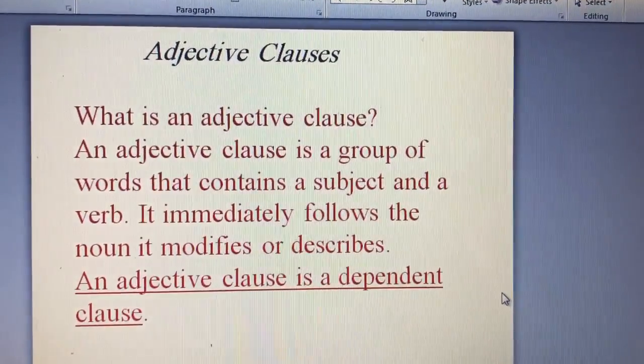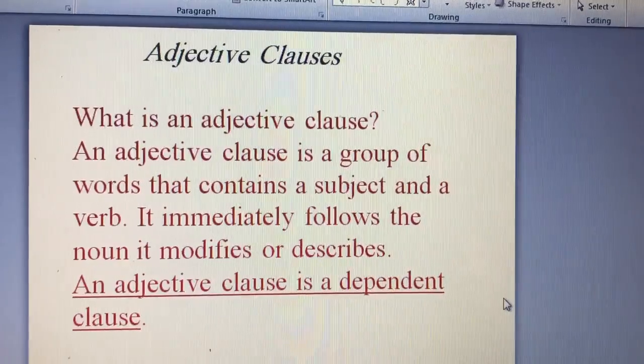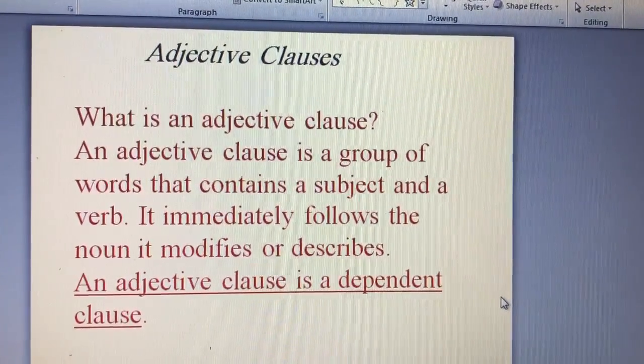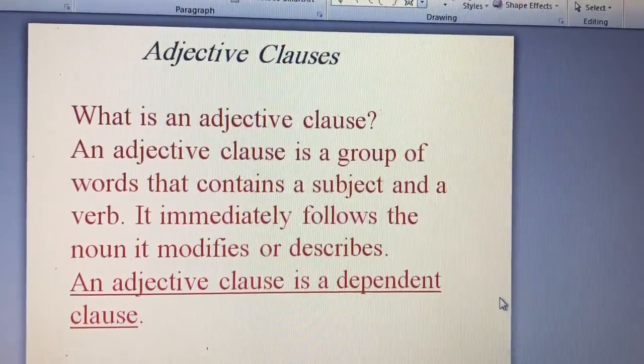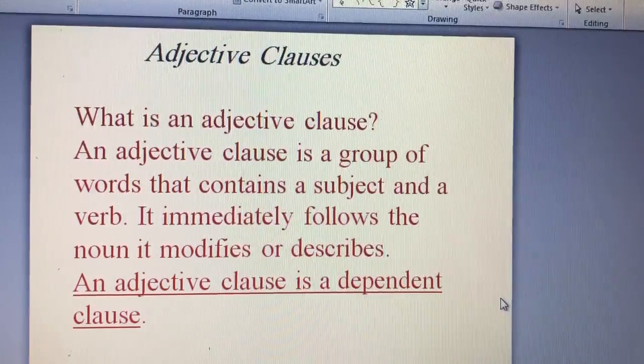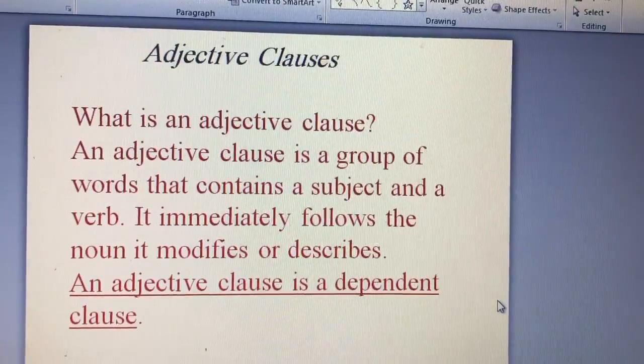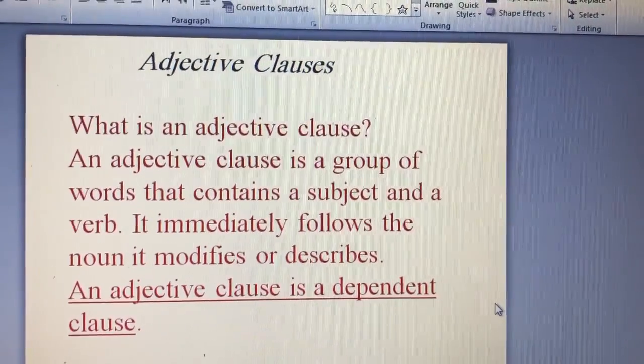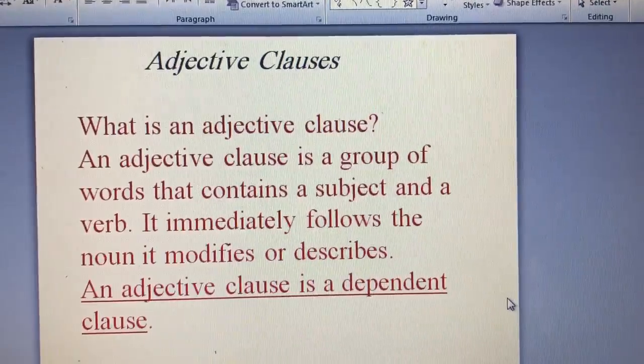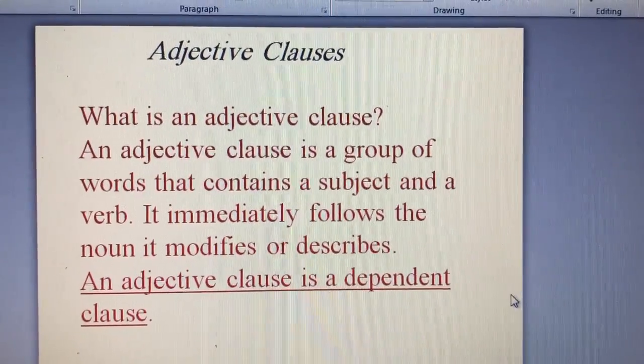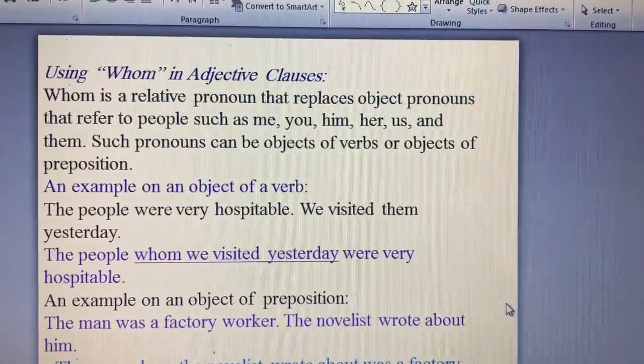As you noticed in the following definition, an adjective clause always has one subject and one verb, and it immediately comes after the noun it describes. In addition, an adjective clause is not a complete sentence since it doesn't carry a full meaning.